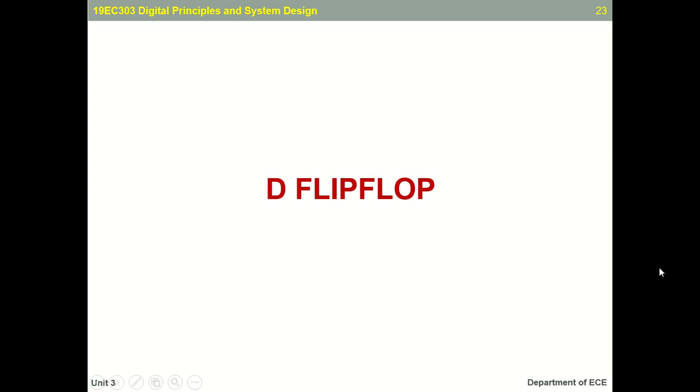So in the previous sessions, we have discussed the introduction to sequential circuits, as well as the set reset flip flop and the JK flip flop. Now the third type of flip flop under our study is called your D flip flop. The D flip flop is also called your data flip flop.